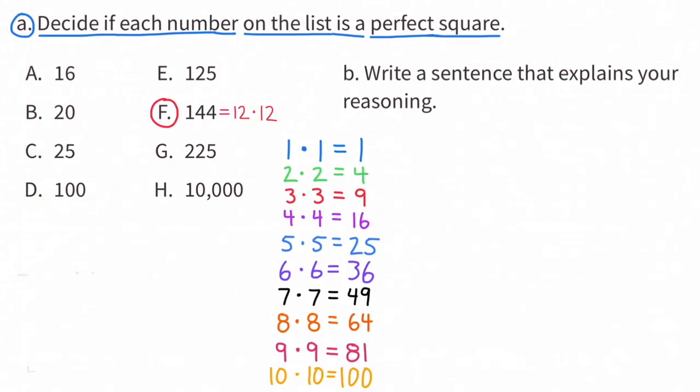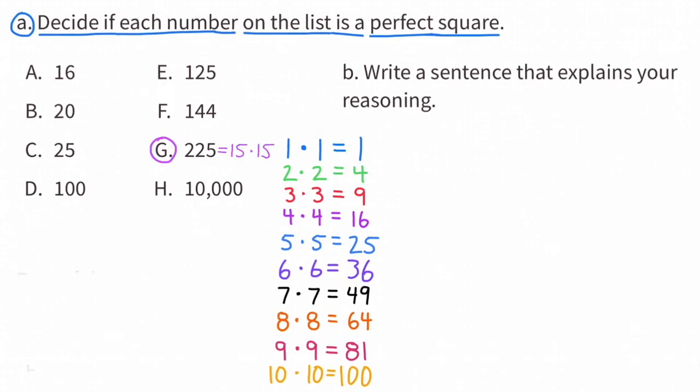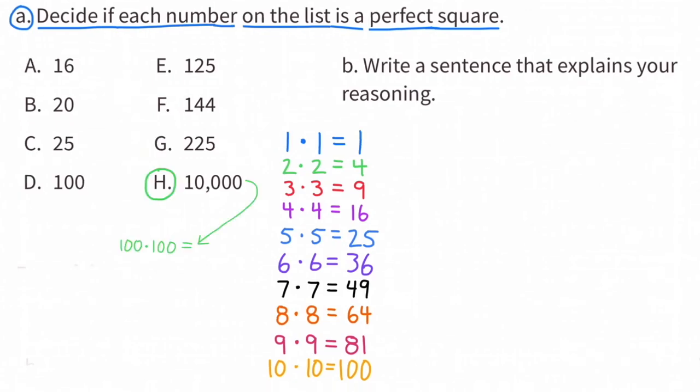F. 144. 12 times 12 equals 144. F. 144 is a perfect square. G. 225. 15 times 15 is 225. G. 225 is a perfect square. H. 10,000. 100 times 100 equals 10,000. H. 10,000 is a perfect square.